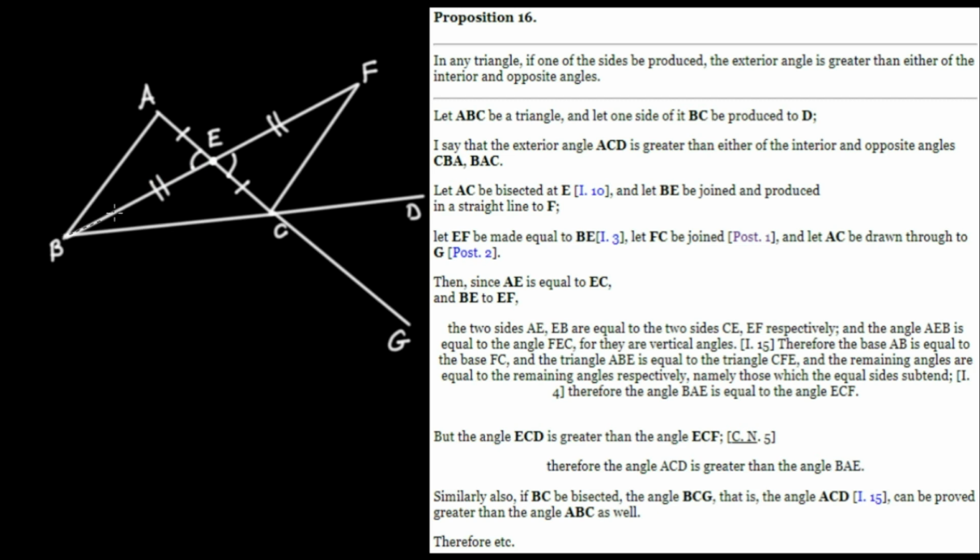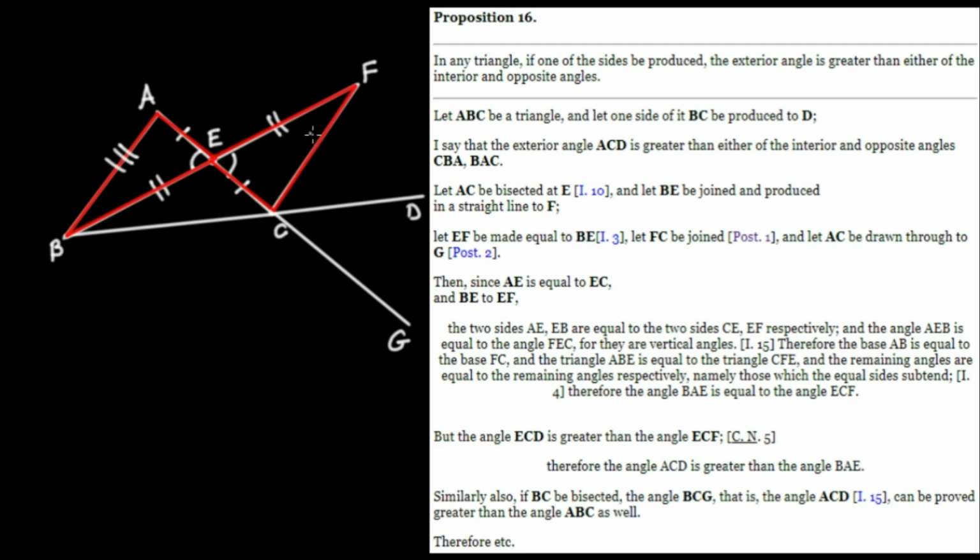Draw that a little bit better. So BEA and this other triangle over here, EFC. Notice that we have side angle side equality. Therefore, these two triangles are equal. And then we're going to make all of our inferences about the respective angles. And he says, therefore, the base AB is equal to the base FC.